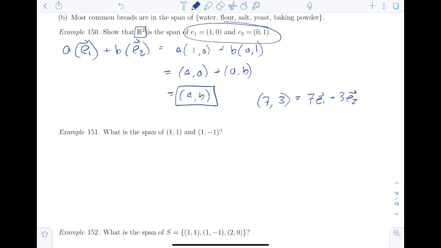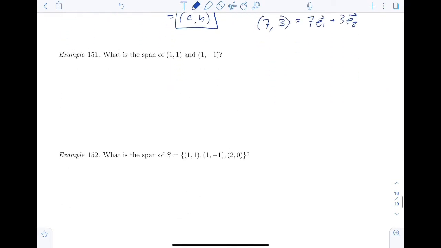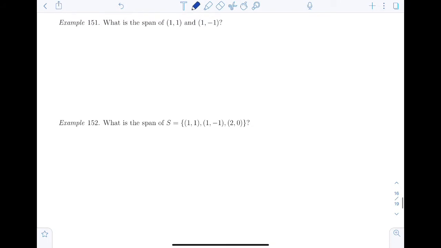What about example 151 here? What is the span of the vectors (1, 1) and (1, -1)? Now, there's not just one way to think about this, so let's go through it this way, and I can think of a few more ways to explain this also. So both of these vectors are vectors in R2. So I'm just going to say let (x, y) be some other vector in R2. All right, let's see which x's and y's we can make out of these two.